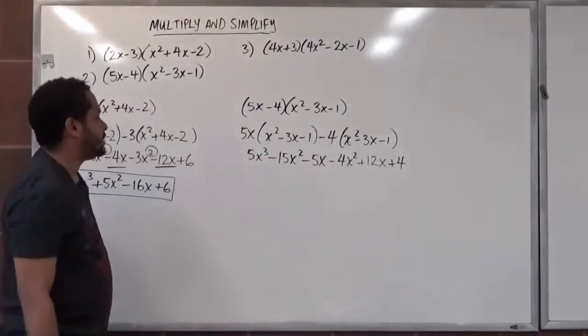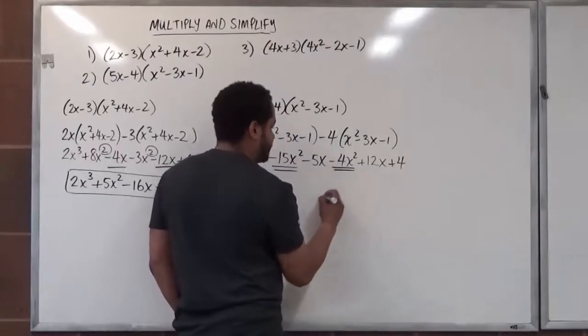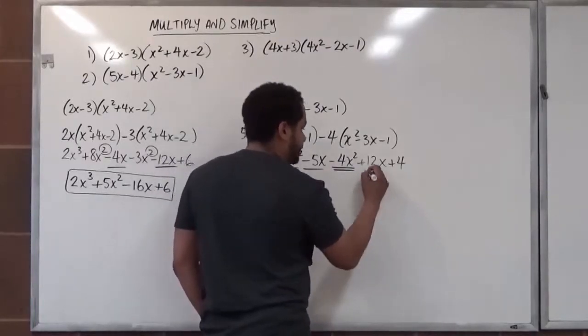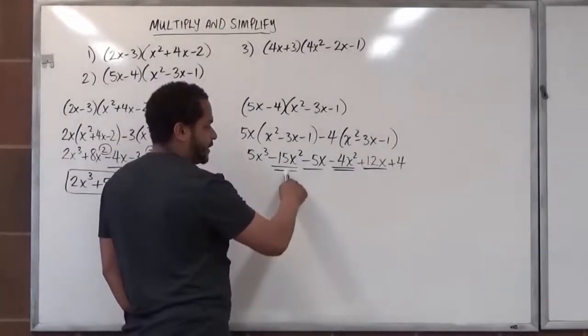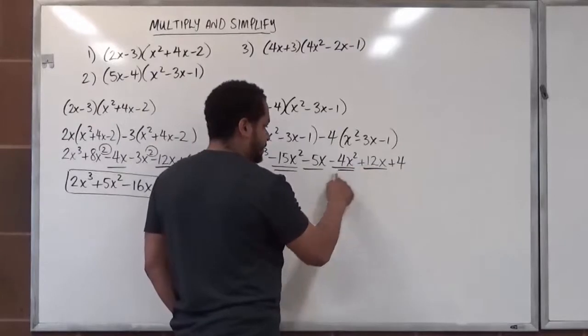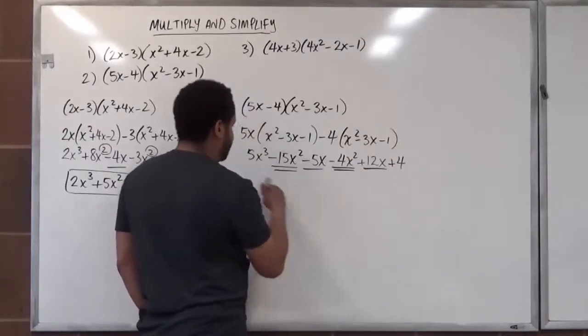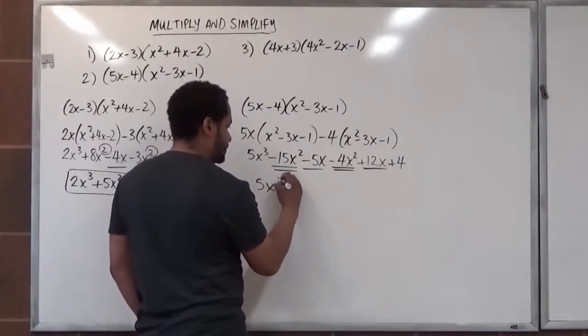Again, we're looking to combine our like terms. Here we have an x squared. Here's another x squared. Here we have just an x. Here's just an x. Notice I used different lines under each one that were identical. So for the x squared term, I have 2 lines. For the x, I have a single line. There's nothing like 5x cubed, nothing like 4. So I have the 5x cubed first.